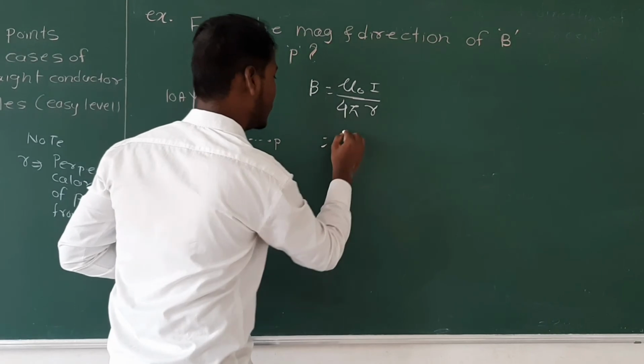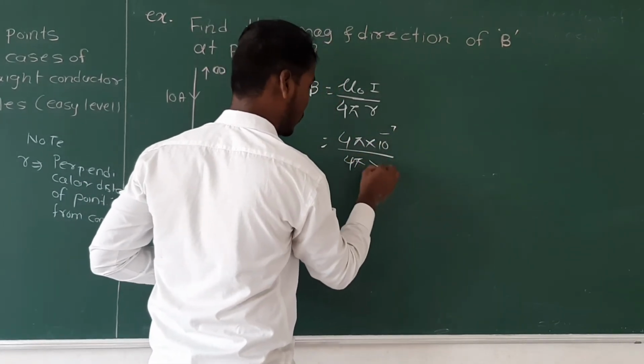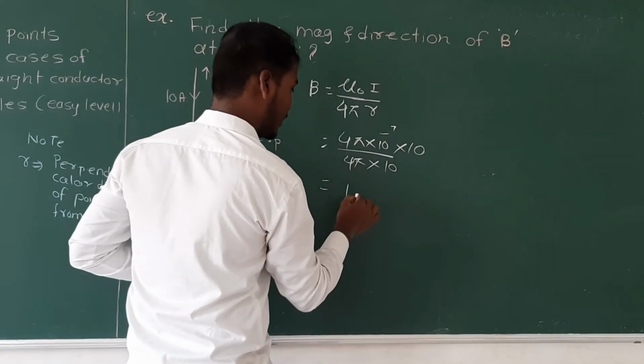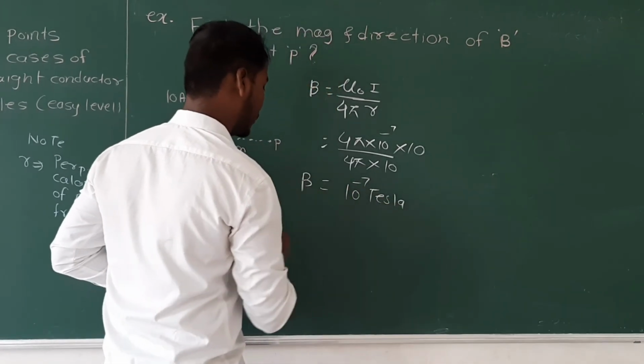So I will put mu 0 as 4 pi into 10 raised to minus 7. Here we will have 4 pi, r is 10, current is also 10. So the remaining part is 10 raised to minus 7 Tesla. That's it. Now the direction.